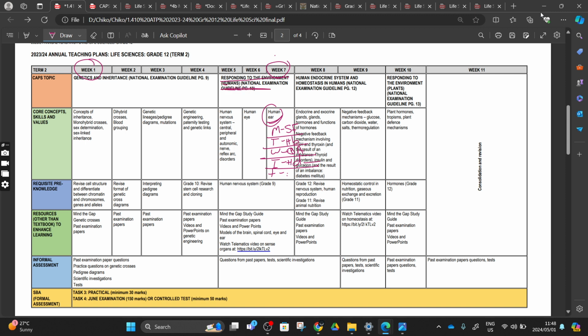Then Friday we are going to do end of topic exercises covering everything: our human nervous system, central nervous system, peripheral nervous system, autonomic nervous system, nerve, reflex arc, disorders, Alzheimer's disease, and multiple sclerosis, our human ear, our cornea, our lens, our suspensory ligament, our ciliary body, our ciliary muscle, our retina, our choroid, and our sclera, everything.